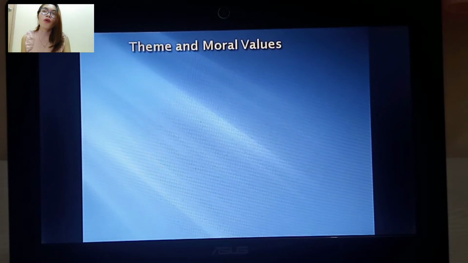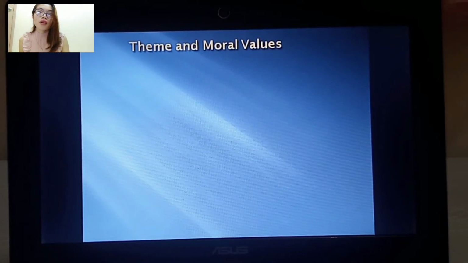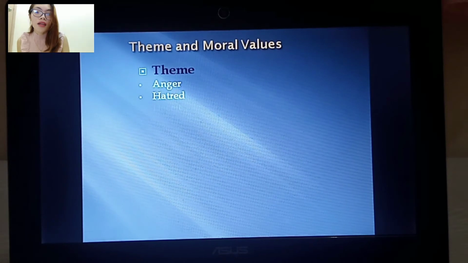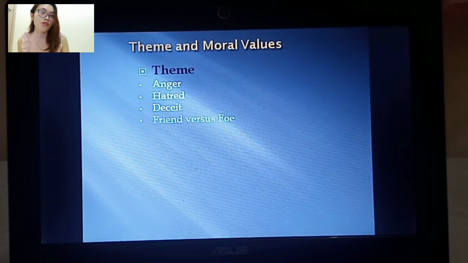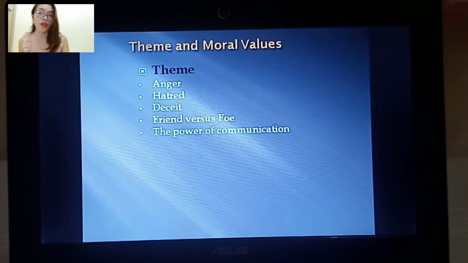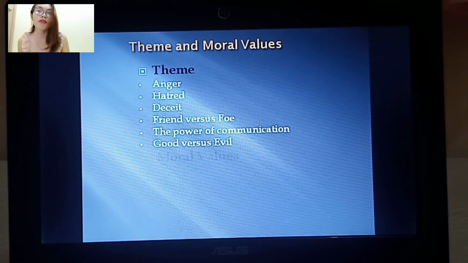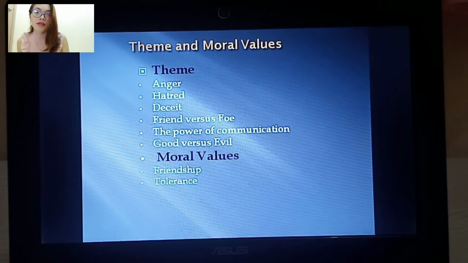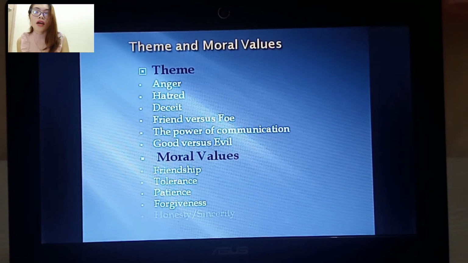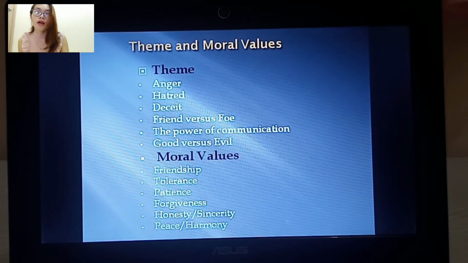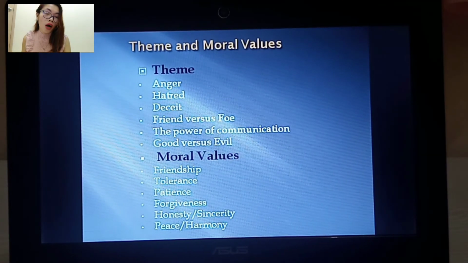And here we go through the theme and the moral values. So the theme is anger, hatred, deceit, friend versus foe, the power of communication, good versus evil, and the moral values are friendship, tolerance, patience, forgiveness, and honesty or sincerity. And lastly, peace and harmony.